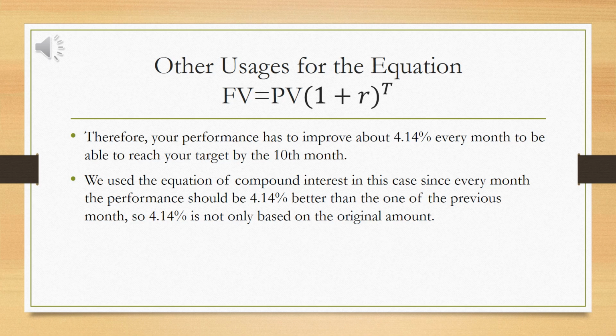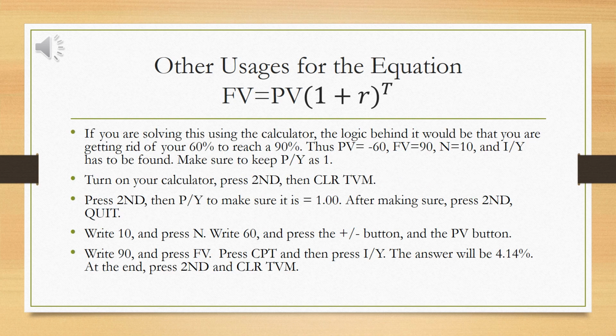of the 10 months. We use the equation of compound interest in this case, since every month the performance should be 4.14% better than the one of the previous month. So 4.14% is not only based on the original amount. Before moving on, please take a quick look on how to solve this using your calculator.